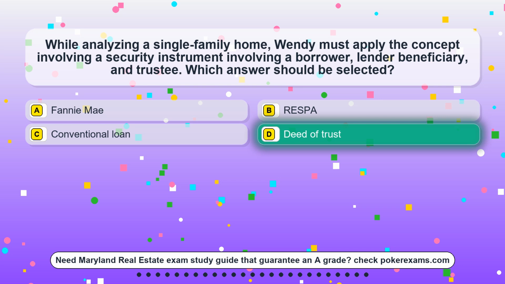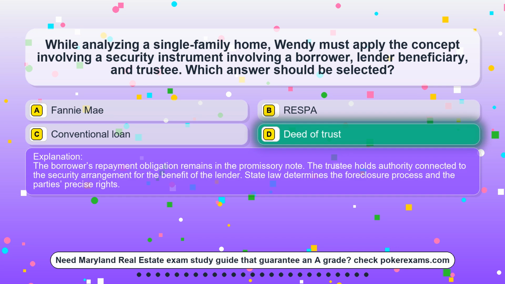The correct answer is option D, deed of trust. The borrower's repayment obligation remains in the promissory note. The trustee holds authority connected to the security arrangement for the benefit of the lender. State law determines the foreclosure process and the parties' precise rights.